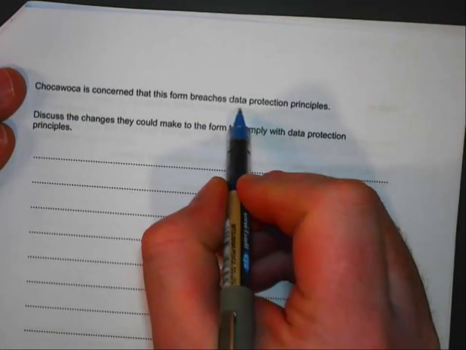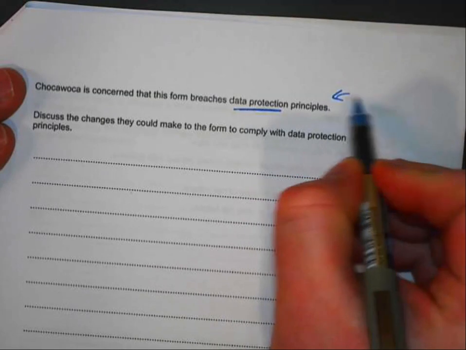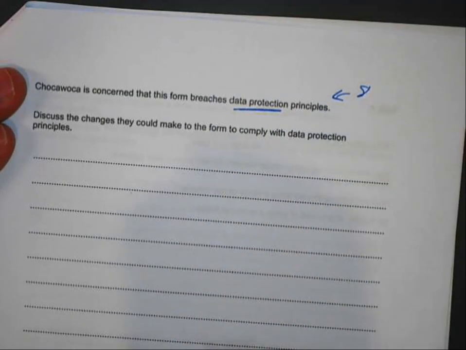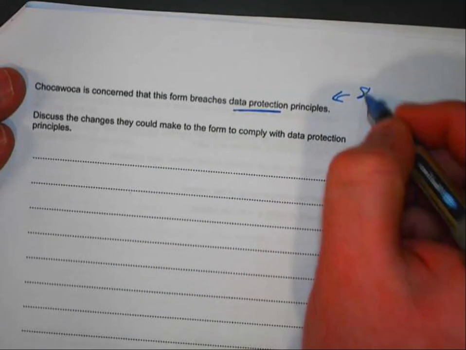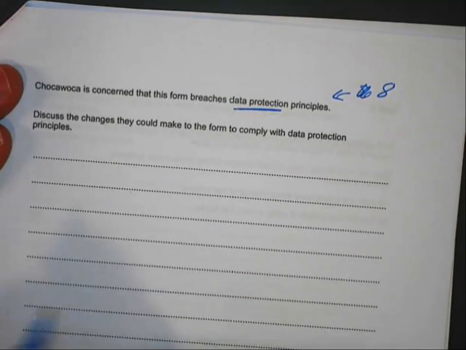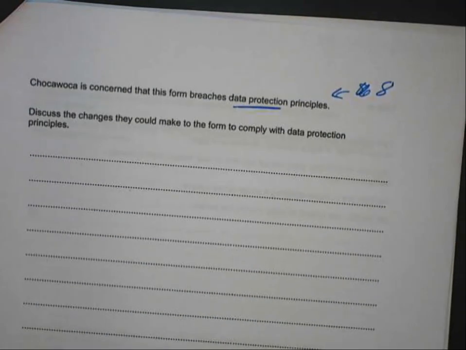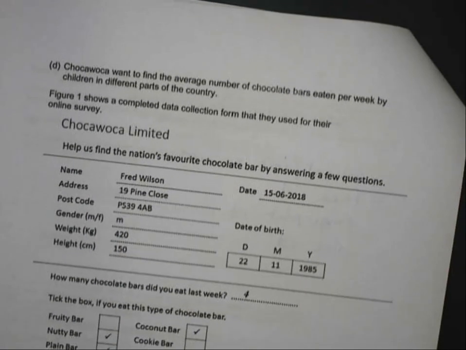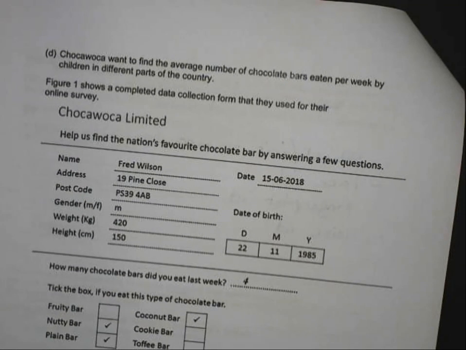So again, if you don't know what the principles are, there is 8 of them. Okay, so you need to make sure that you understand what they are. That doesn't look like an 8. Okay, discuss the changes they could make to the form to comply with data protection. Okay, so again, let's have a little look to see where the errors are.